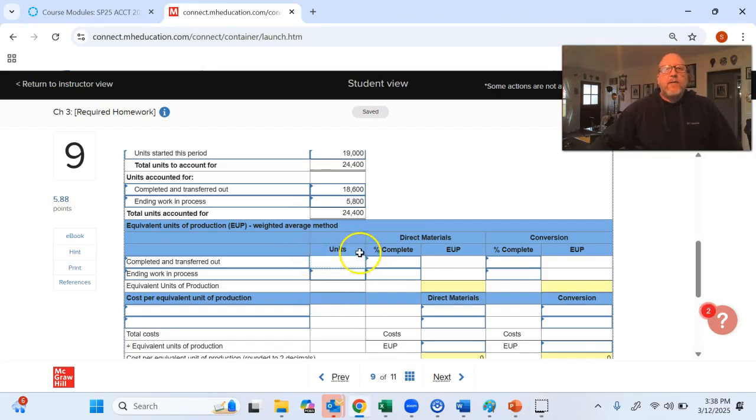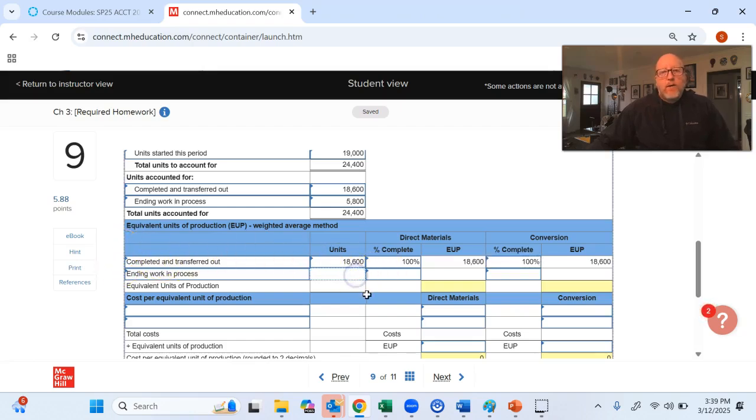Okay, so completed and transferred out. We just said we were going to account for 18,600 units. Okay, let's just stick with this. With respect to material, these are 100% complete. Otherwise, they would not have been transferred out. With respect to conversion costs, they are also 100% complete. Otherwise, they would not have been transferred out.